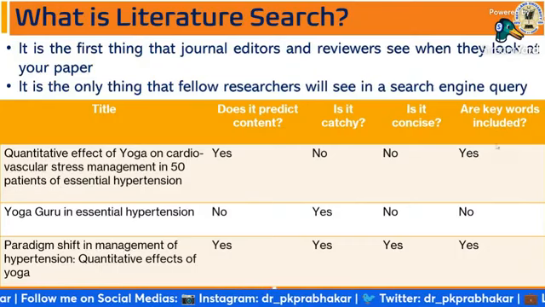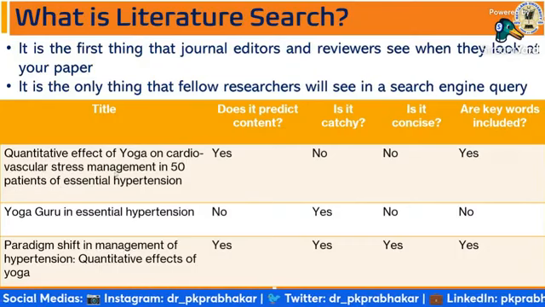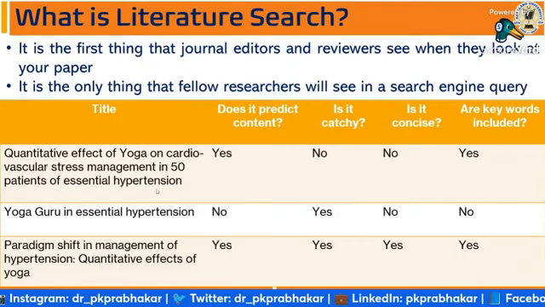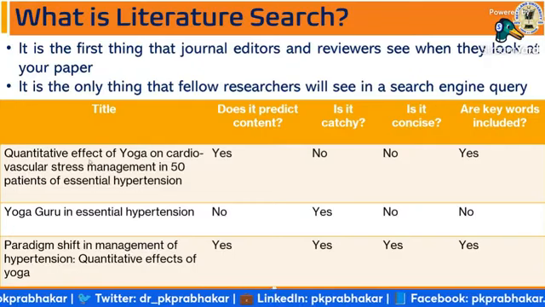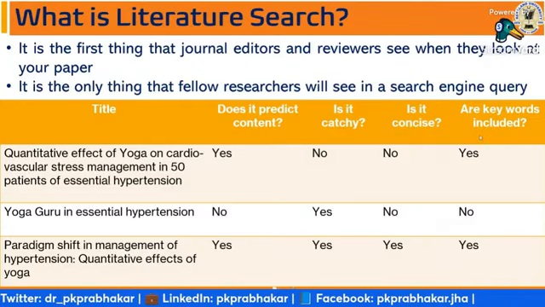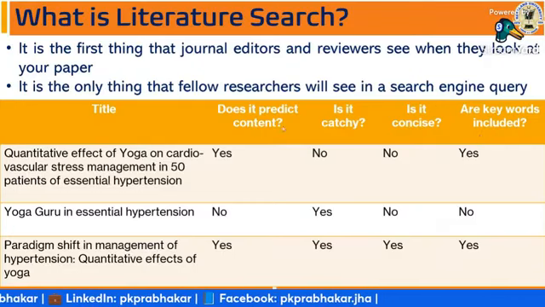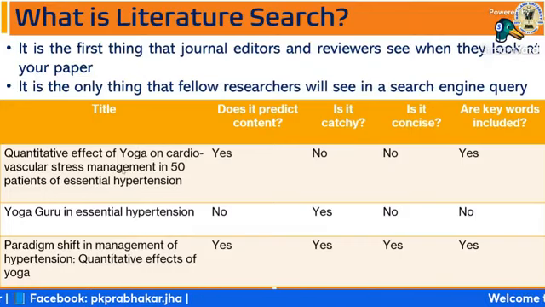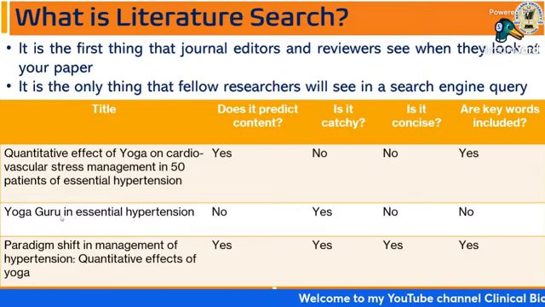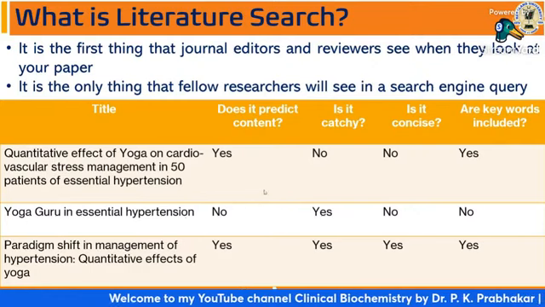Are the keywords included? Yes, there are some keywords like cardiovascular, stress management, hypertension. These are the quantitative data effect. So these are certain keywords that are included in the paper. But if you see this title, there are 2 no's, so certainly this is not a good title. The same thing can be reframed in a manner like: yoga guru in essential hypertension. So does it predict the content?